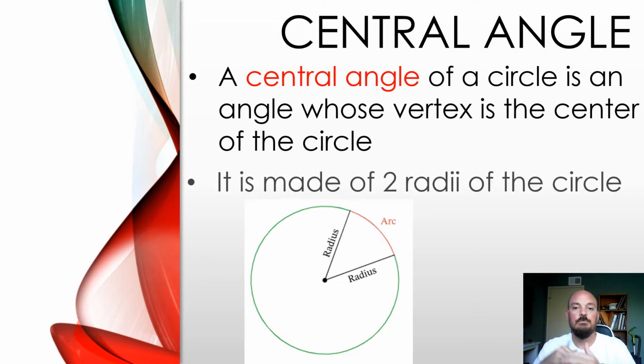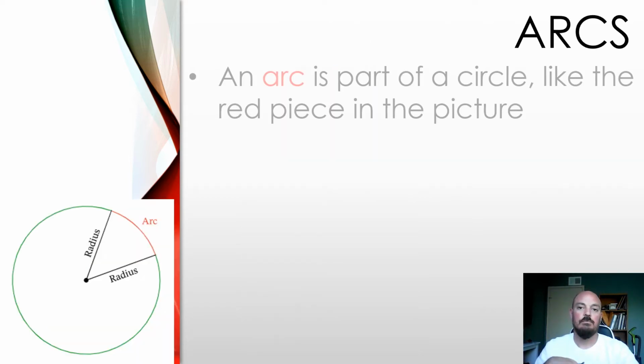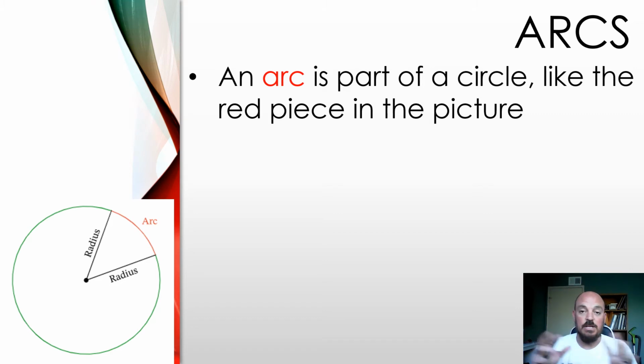So right here, here's a picture of one. Another good way to think of a central angle: if you take a circle and draw in any two of its radii, that automatically creates a central angle, like we see in black there. Now, the other thing in that same picture, I slid it over to the left. That part of the circle that I marked in red is called an arc. So an arc is part of a circle.